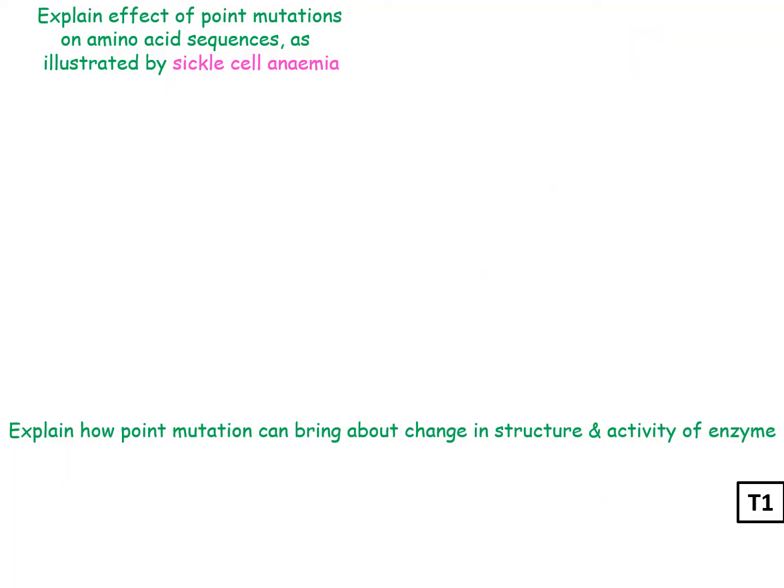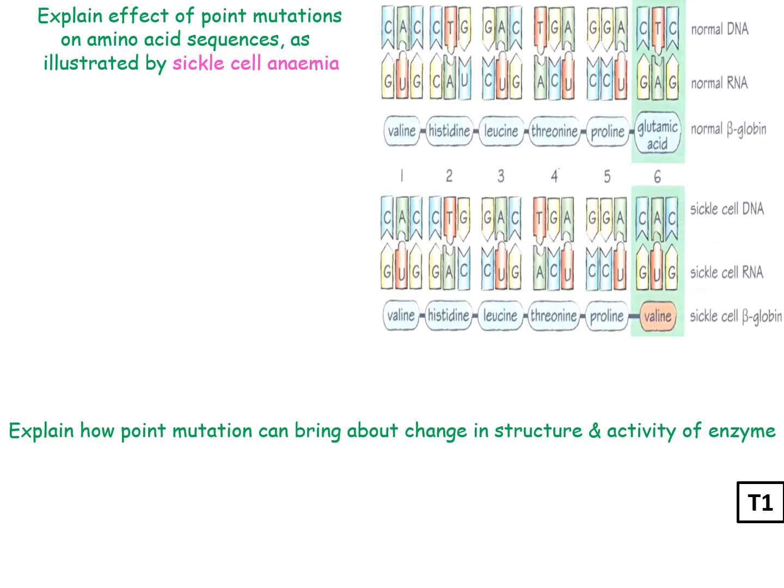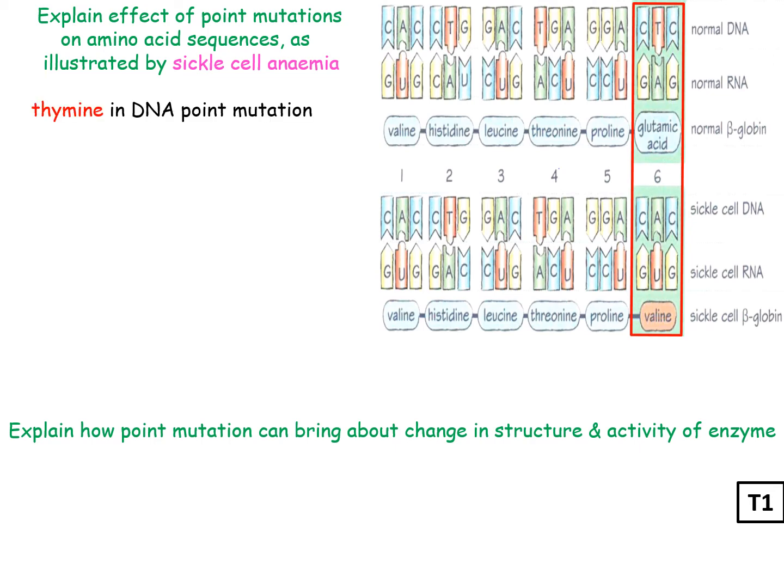Explain the effect of point mutations on amino acid sequence as illustrated by sickle cell anemia. So this is a good example that you need to know for your exam. So here is the point mutation in sickle cell anemia, and if we spot it, we can see that a thymine nitrogenous base is being substituted with an adenine. So thymine in the DNA point mutation is being replaced by adenine. This is a base substitution point mutation.